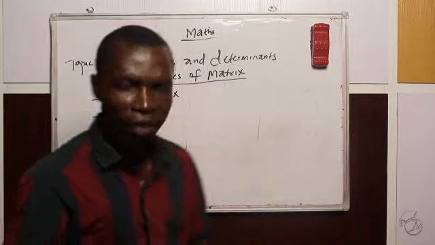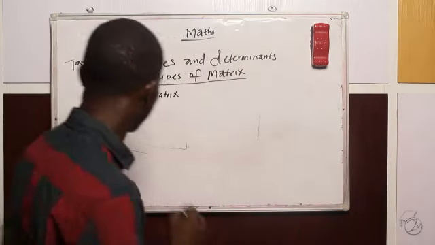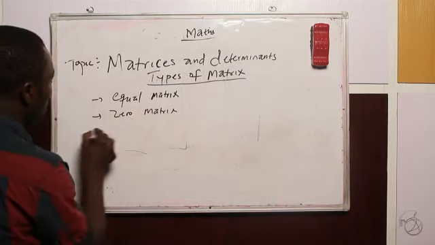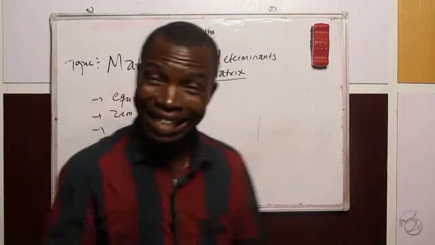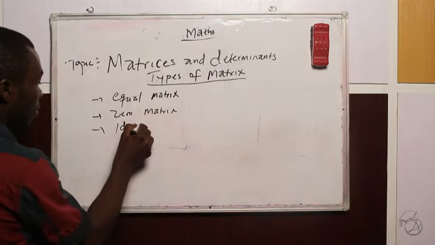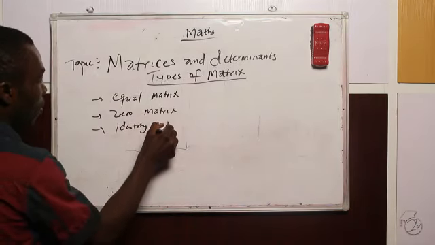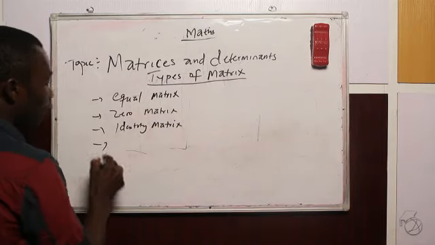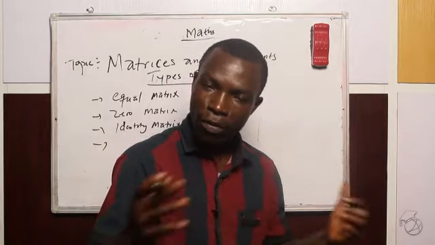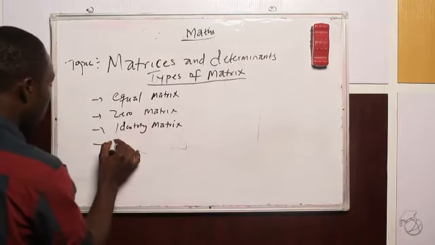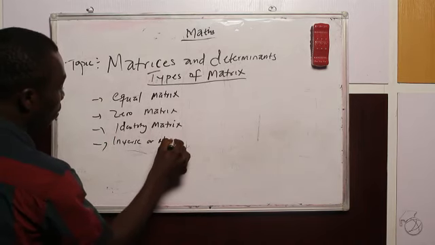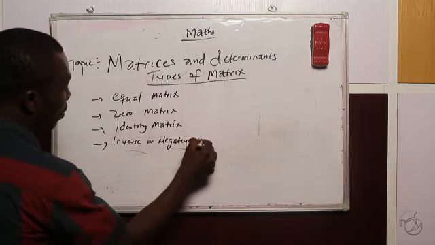Two, we have zero matrix. Three, we have identity matrix. Four, we have inverse or negative matrix.